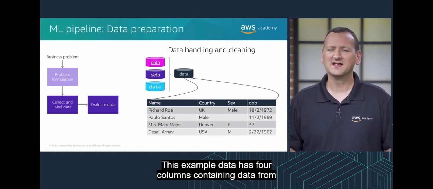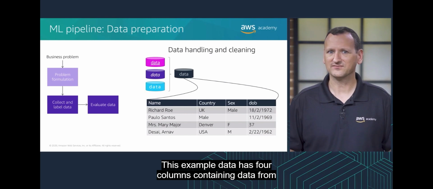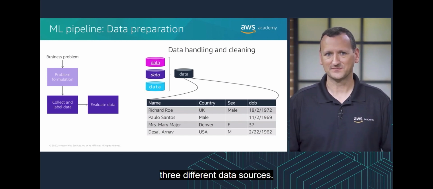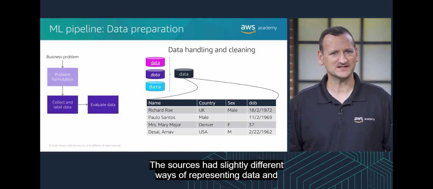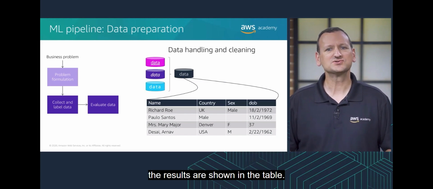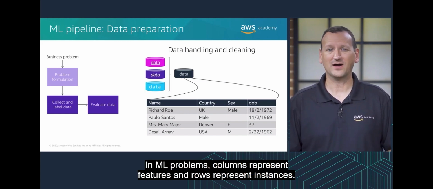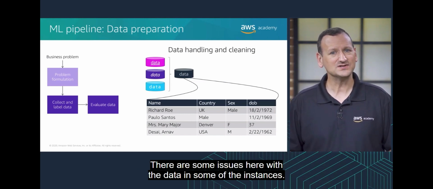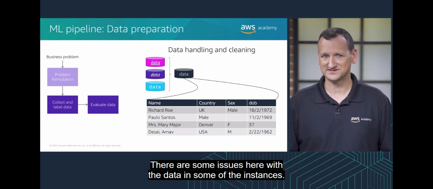This example data has 4 columns containing data from 3 different data sources. The sources had slightly different ways of representing data, and the results are shown in the table. In ML problems, columns represent features, and rows represent instances. There are some issues here with the data in some of the instances.